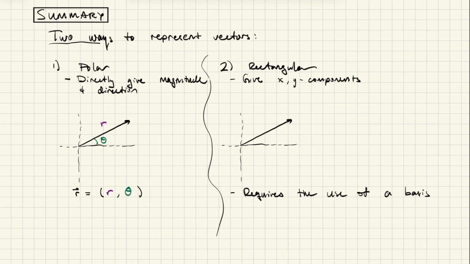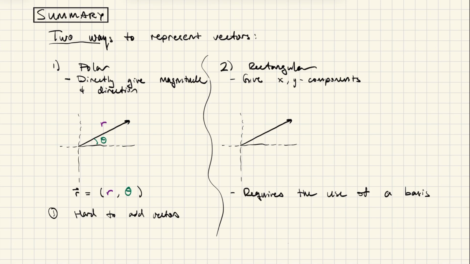And the caveat here is that in polar coordinates, it's hard to add vectors. We saw earlier that when we had two vectors in polar coordinates, you can't just smash the magnitudes and angles together. And so while polar coordinates are really good for directly reading off the magnitude and direction, you don't want to use them if you have to add vectors together.